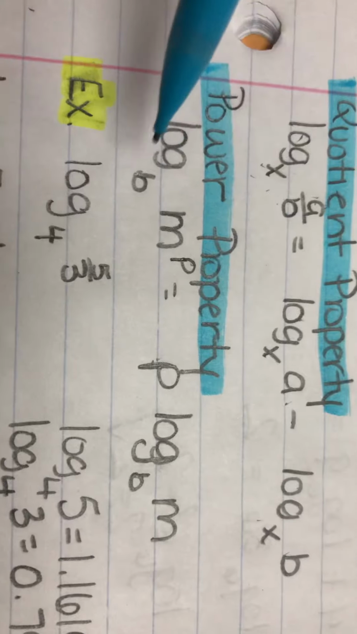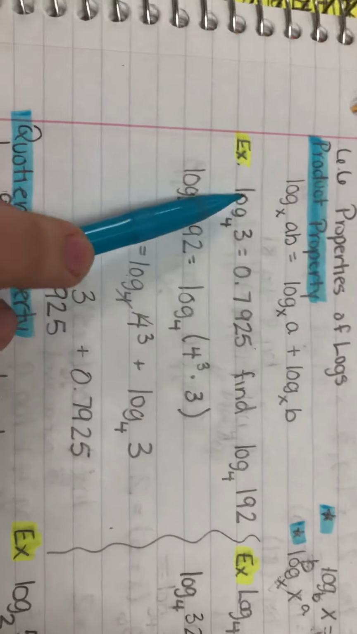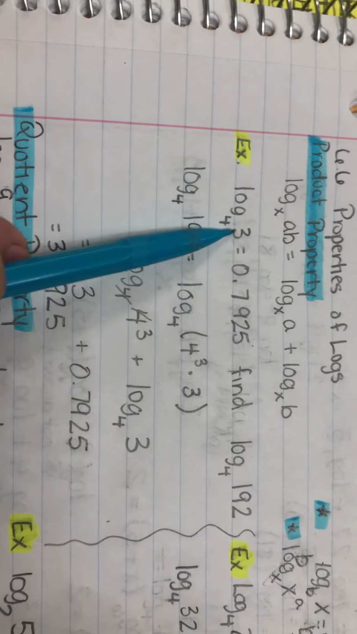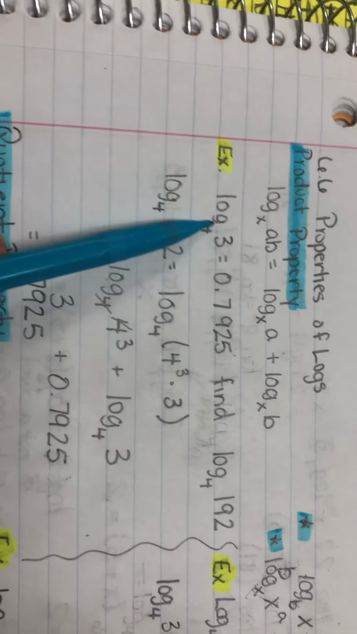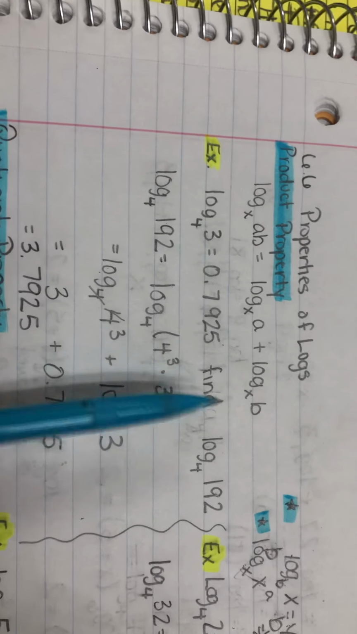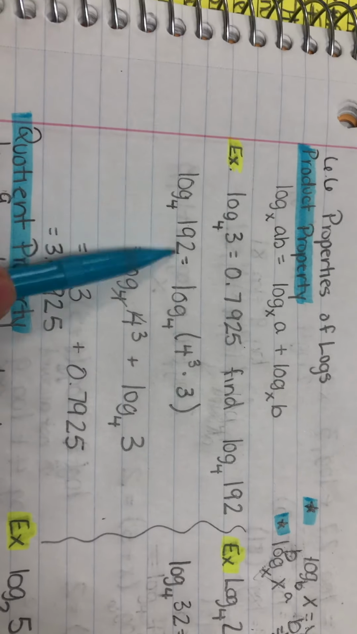That helps when we have numbers, and I'll show you right up here. So here's some examples. Here's the very first one. You're given this. Log base 4 of 3 is this number. So this is a number that represents this, okay? And that is a true number. It wants you to find log base 4 of 192. So that's the problem we have.